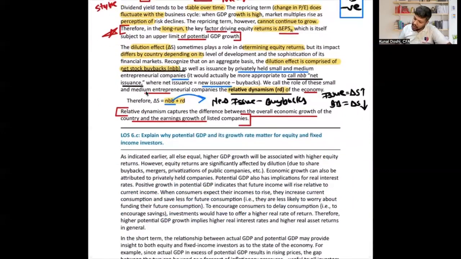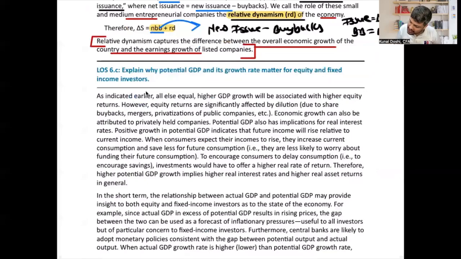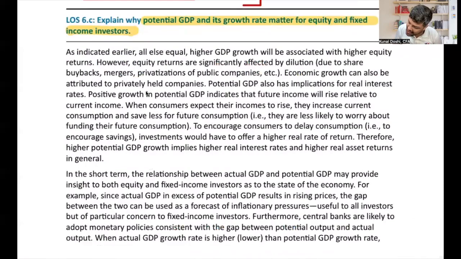Okay. Now, explain why potential GDP and its growth rate matter for equity and fixed income investors. So we are going to discuss why this potential GDP, or the upper limit of real growth rate, is important for evaluating equity and bonds. First of all, all else equal, a higher GDP growth rate will definitely give me higher equity returns. And in fact, bond returns are fixed. But for equity, the higher the growth rate, the higher will be the equity returns, correct?